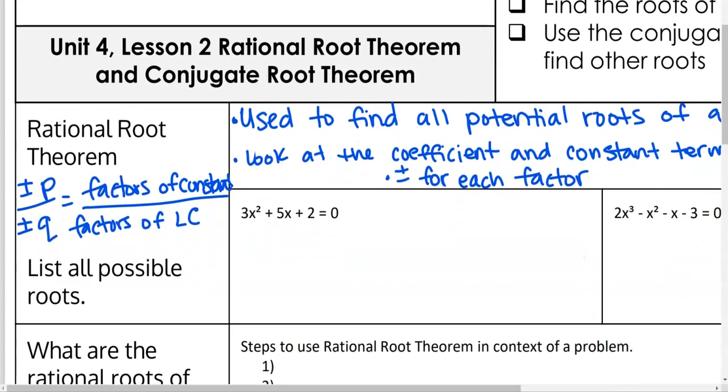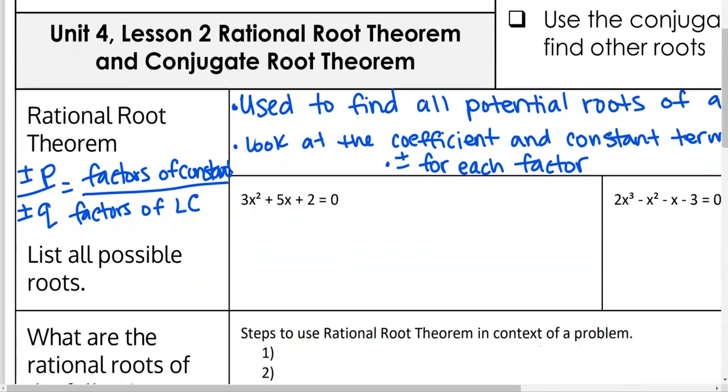All right. So we have 3x squared plus 5x plus 2 equals 0. We're equal to 0. We're trying to find roots. It's in standard form because my highest exponent, which is a 2, is first, and then it goes in order after that.